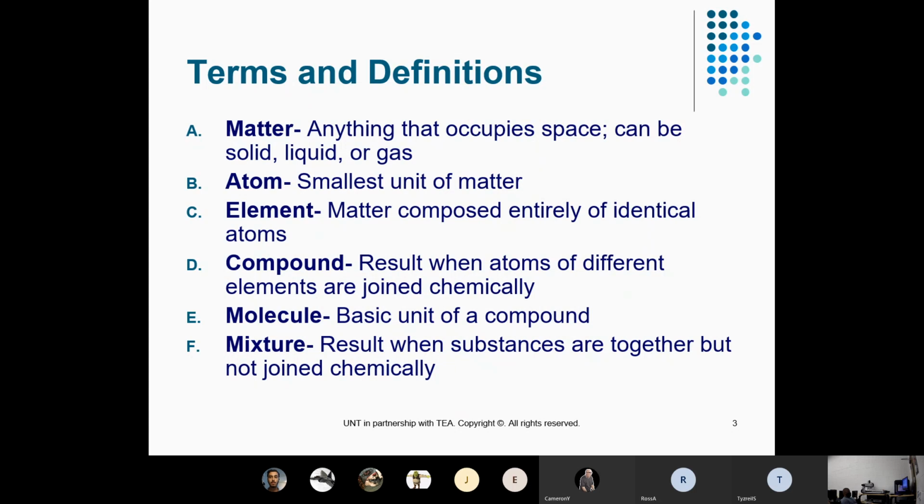So, basically matter is anything that occupies space. That's all you really need to write down. An atom is the smallest unit of matter, or the smallest component of matter. Elements are matter that are composed of identical atoms. Compound is what you have whenever you have different elements that are joined together, usually through some sort of chemical reaction. The molecule is a basic unit of a compound. And then a mixture is substances that are together but not joined chemically. So they are still substances that are together but not actually one compound. It's a mixture.